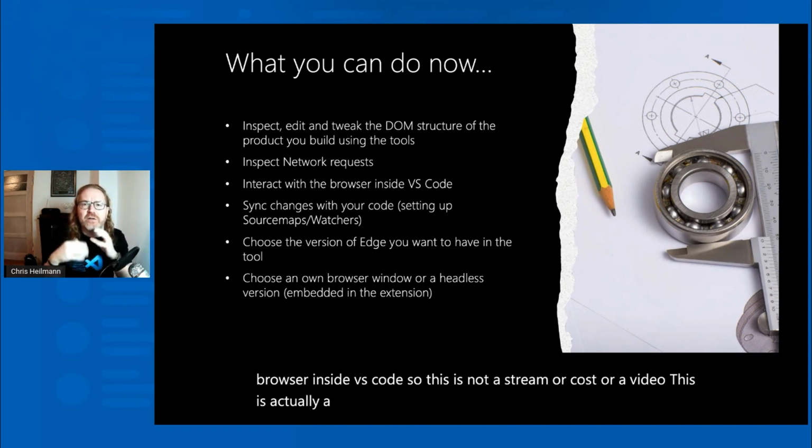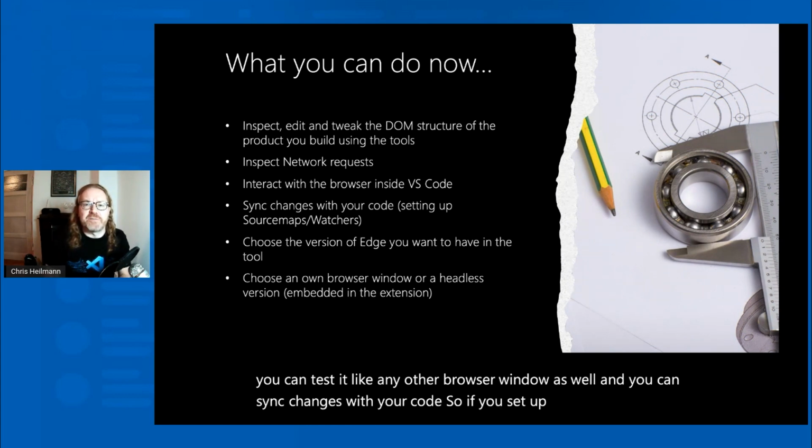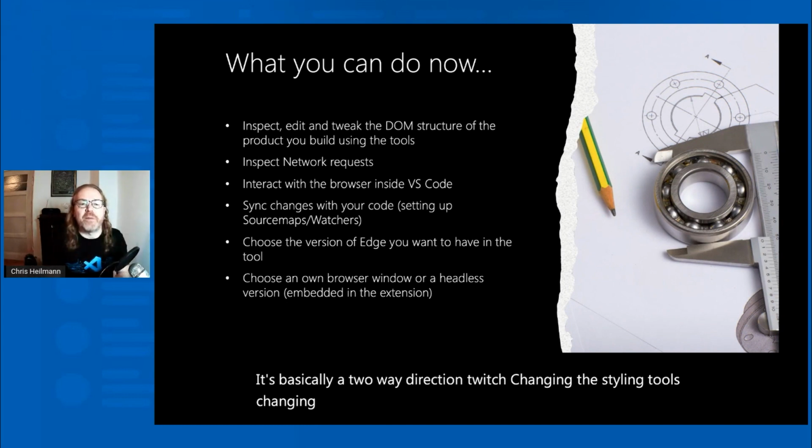You can click in it. You can enter content in it. You can test it like any other browser window as well. And you can sync changes with your code. So if you set up source maps and watchers, it's basically a two-way direction. Changing it in the styling tools, changing in the code will reflect in both of them.